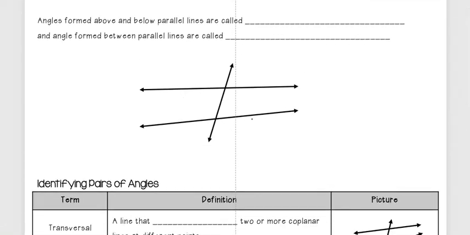Okay, so now for this video we're going to be talking about some really important vocab that we're going to be using for the rest of this chapter. So first off, we have two different types of angles that we can get from this picture and really in all of our shapes and everything that we'll be doing later on this semester. And those are that angles formed above and below parallel lines are called exterior angles.